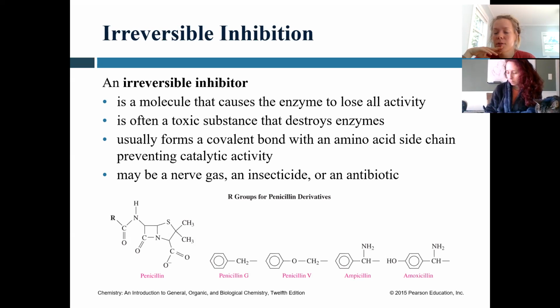Nerve gas is an example of an irreversible inhibitor. Insecticides and antibiotics as well. So penicillin, how does penicillin work? It is a big material that will actually insert itself into an enzyme on the bacteria, form a covalent bond, and render the enzymes in that bacteria totally inefficient. Now, what can happen is bacteria are ever evolving. They can evolve their enzymes in such a way that penicillin is no longer effective at doing that.